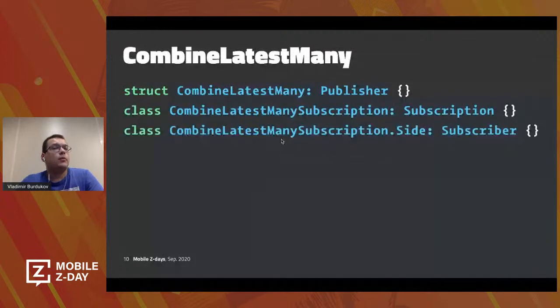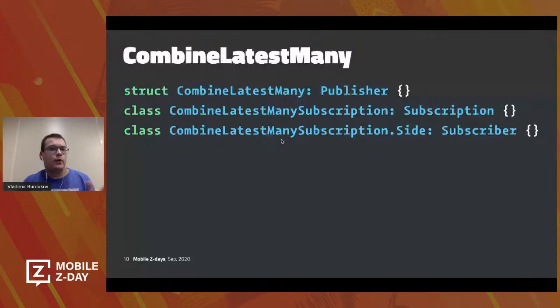Okay, now let's talk about CombineLatestMany. Oh, I spent a lot of time on this. But yeah, let's discuss this step by step. To implement some custom operator in Combine, we need to implement these three items: publisher, subscription, and subscriber. We can combine them into one class sometimes, but in this case, I have two classes and one struct.